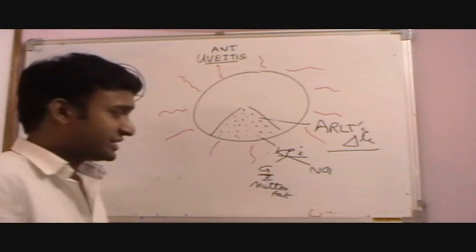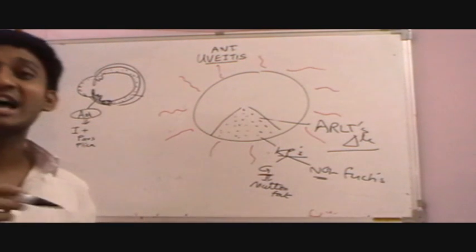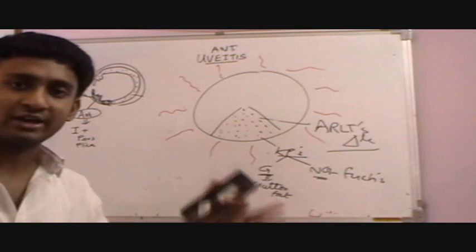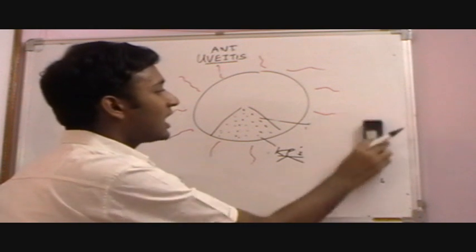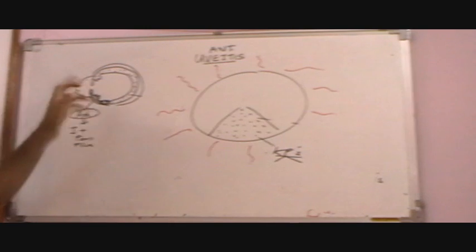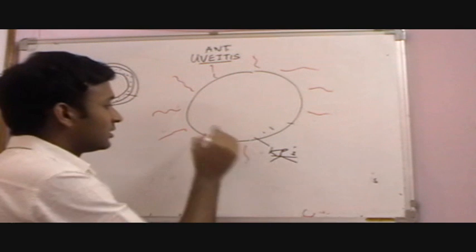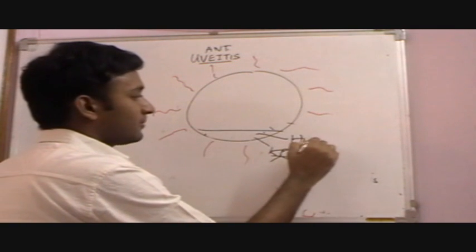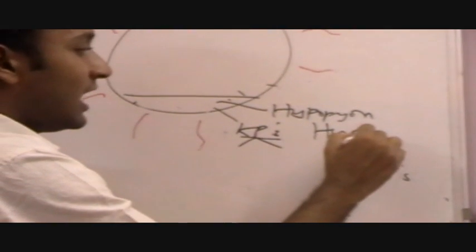In non-granulomatous conditions, for example, in Fuchs, you will have stellate or star-shaped keratic precipitates. I am going to explain each and every one in detail. But right now, just understand these are keratic precipitates forming Arlt's triangle. This is with the cornea. Then come into the anterior chamber. What you can observe in the anterior chamber? Hypopyon, pus in anterior chamber. Hyphema, blood in the anterior chamber. These are the points to be noted in the anterior chamber.